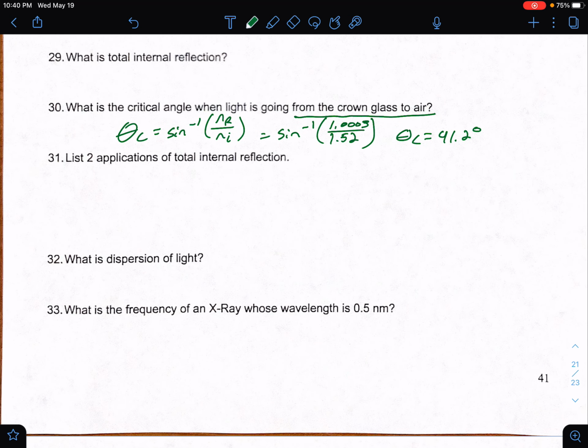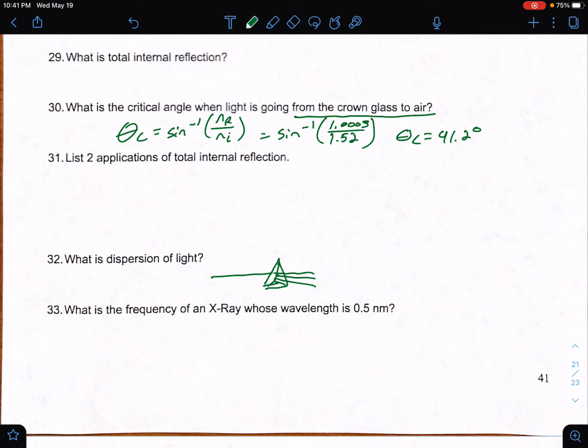32, what is dispersion of light? It's basically the separation of light into colors. This is like your Pink Floyd album. When you have the light coming in and you see it hit that pyramid, it changes into different colors. That is your dispersion of light.